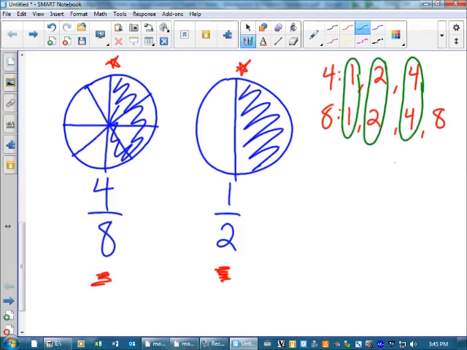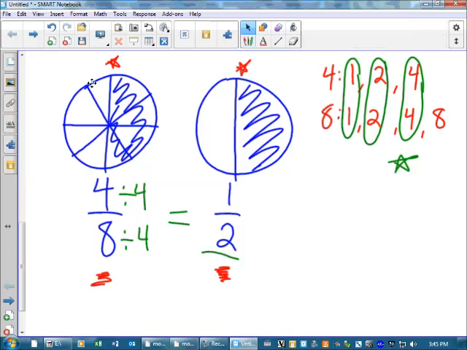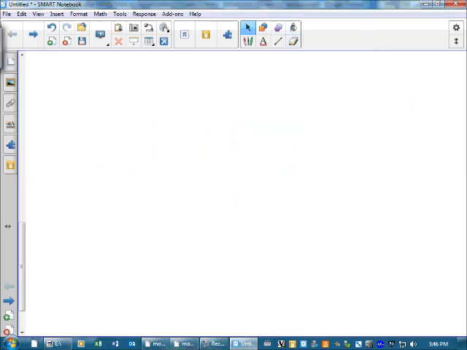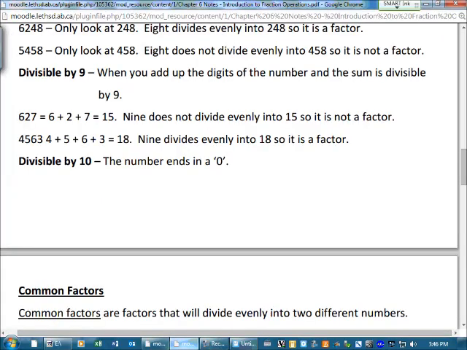What is my greatest common factor here? 4 is. That's right. So then I know I have to divide by 4. That's how you know. Whenever you divide your fraction by the greatest common factor of those 2 numbers, you will always put it into its lowest terms. It will every single time. Okay, so let's look at a couple of examples.